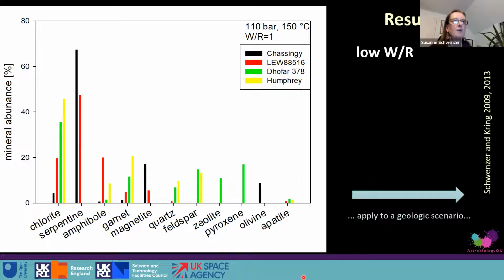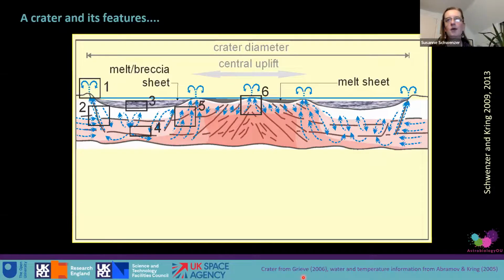And what can we do with this? Well, what we can do with this is we can apply it to a real geologic scenario. We can put together what we know about an impact crater, because that was our research question. What type of minerals would we expect in an impact crater? So let me show you an impact crater. The crater is taken from a book by Richard Grieve, and the temperature information from Abramov and Kring 2005, as well as the water flow.